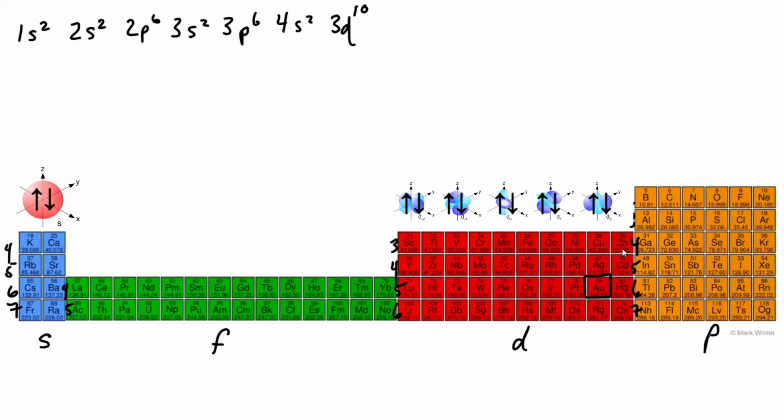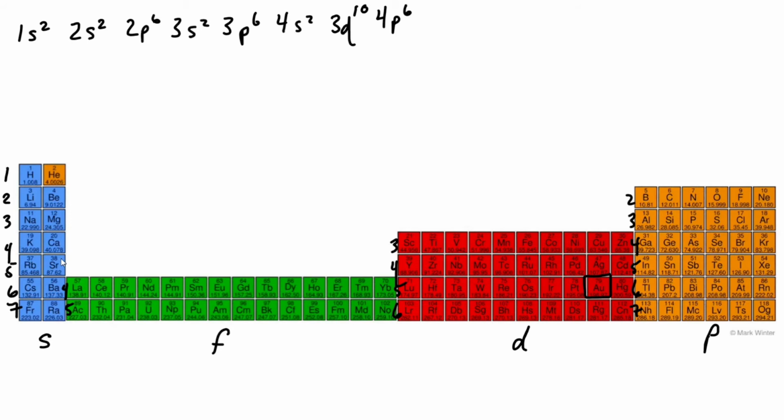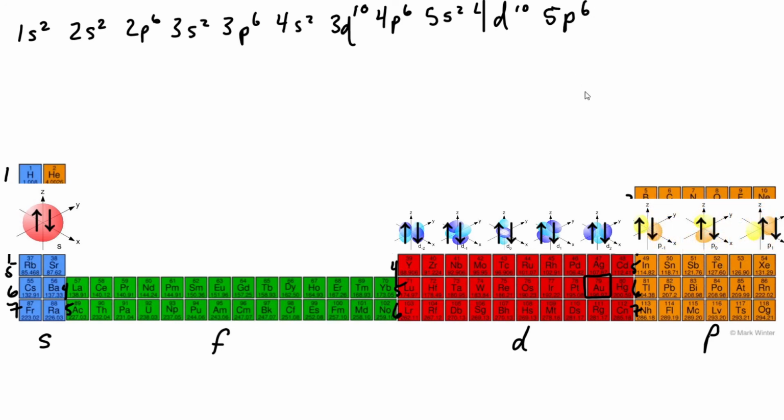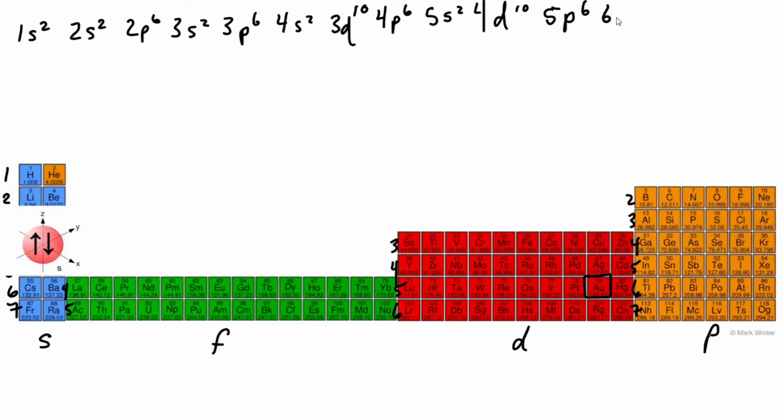And then following that 3d10, we go into the 4p electrons. So 4p, and again, it's filled with 6. And then we move on to 5s2, 4d10, 5p6, and then 6s2, and now we finally reach our f block electrons.